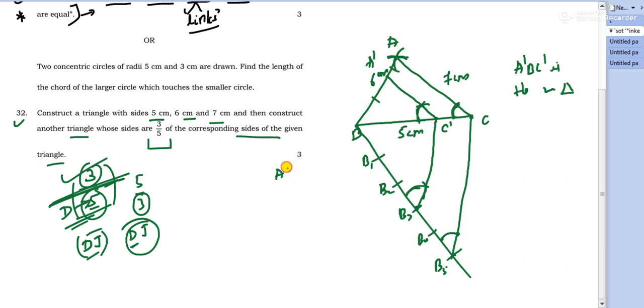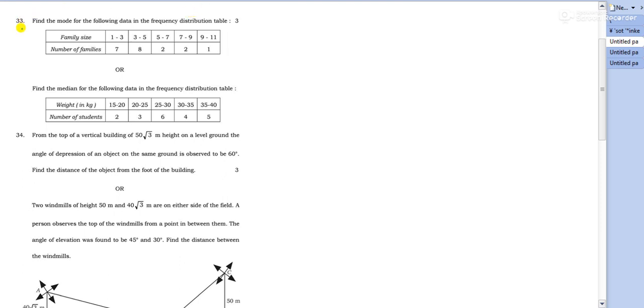See, A dash by A dash B will be equal to what? Yes, C dash by C dash B. You can also check this. Okay. So moving to the next question now. So this is our next question.